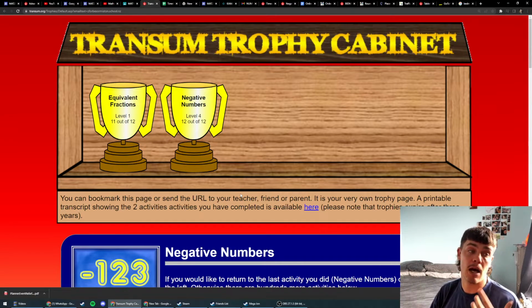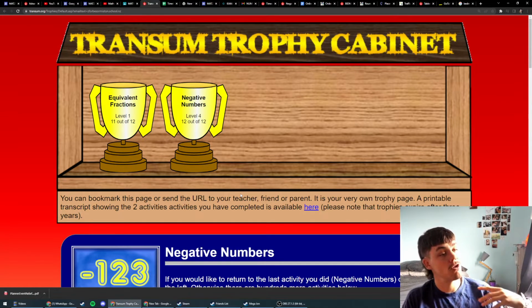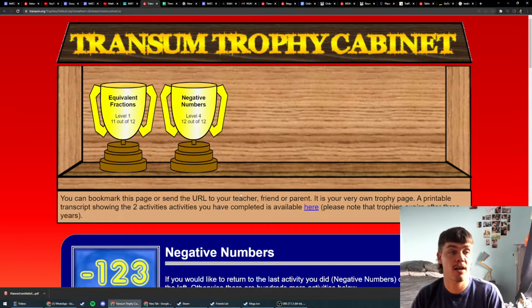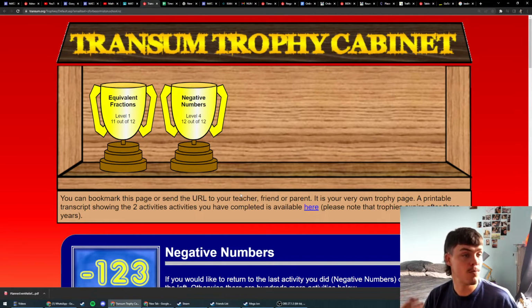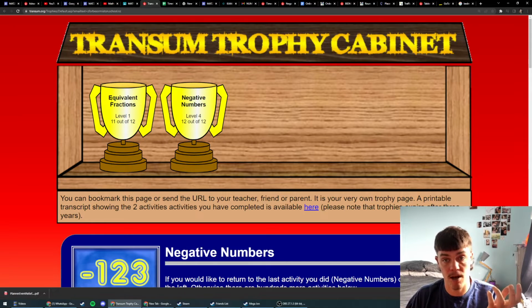And these trophies are proof to me that you are able to do the skill, and it's also proof to like a caregiver. If they want to say, what have you been doing in maths, you can show them, well actually I'm pretty much a master of equivalent fractions and negative numbers now, caregiver.